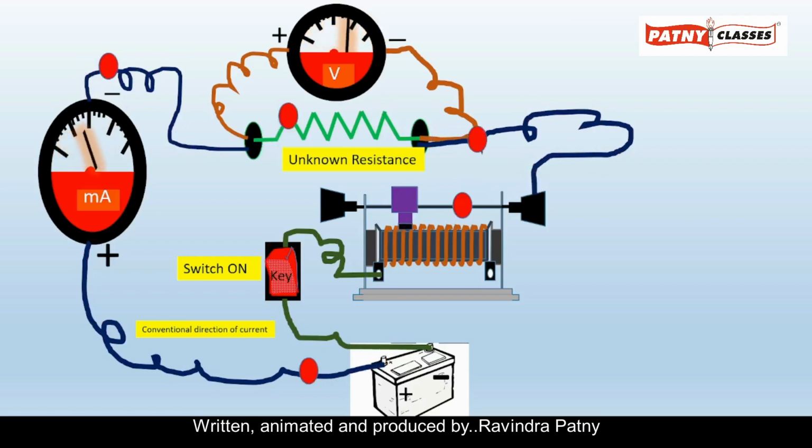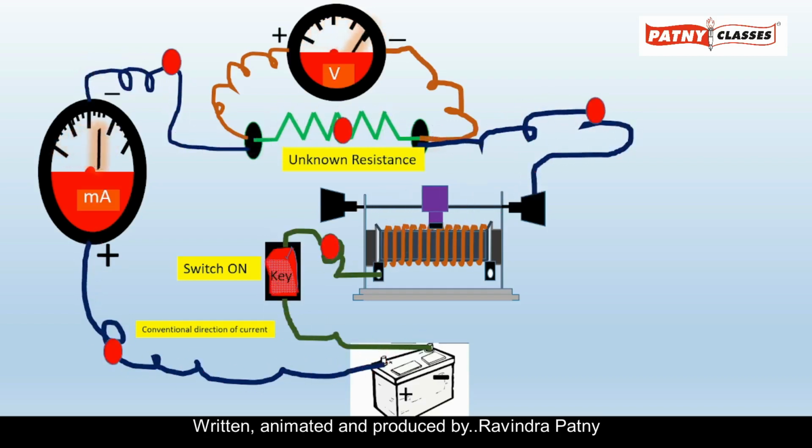Here, we perform the experiment by sliding the jockey slightly, step by step, and taking the readings. While taking the readings, we note down the values of voltage and milliampere. Every time we perform the experiment, voltage upon current remains constant. By using this experiment, we can easily prove Ohm's law.